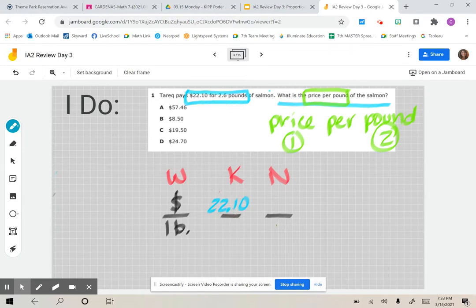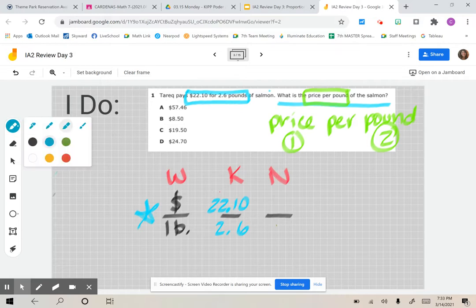If I had put the price on the bottom, then I would have put this amount on the bottom. So however you label it is going to be super important with how you place the numbers in your ratio. So keep that in mind. Money is now going to all be on the top and the pounds is going to be on the bottom. So I see that he paid $22.10 for 2.6 pounds. So again, the pounds I put on the bottom of the ratio, so therefore 2.6 goes on the bottom.